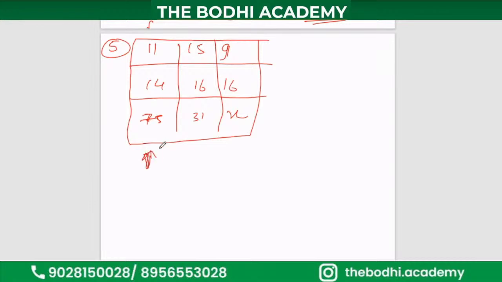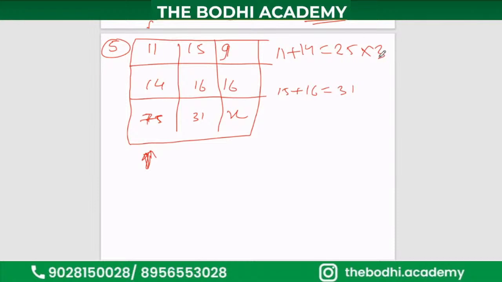Now, this logic is a little bit complex. Complex means you need practice to solve this type of question. Just by looking at it, you will not come to know. Now, see 11 and 14. What is 11 plus 14? It is 25. Now again, what is 15 plus 16? It is 31. Now, how to get 75 from 25? You will say, if I multiply it by 3, I get 75 from 25.